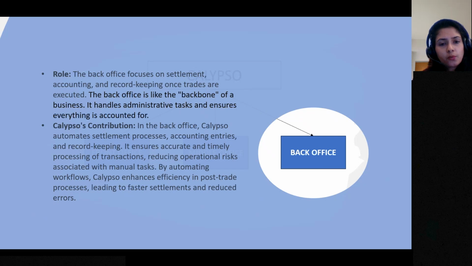So in Calypso, what does back office does? It handles the settlement processes. What are settlements? If the payments have been done or not. Once the payments have been done, how do we deliver the products after the payment? Accounting is done. Record keeping is done, which is invoices and all the payment slips and everything. So this is how front, middle, and back office works in Calypso.